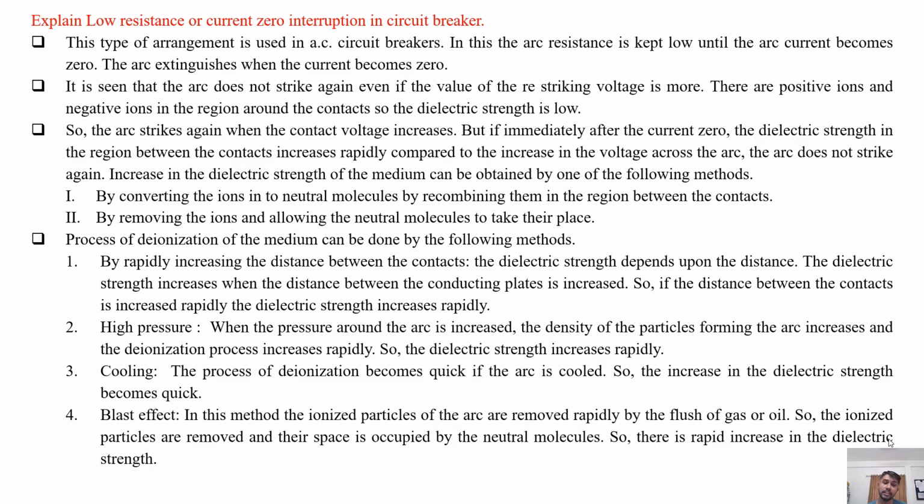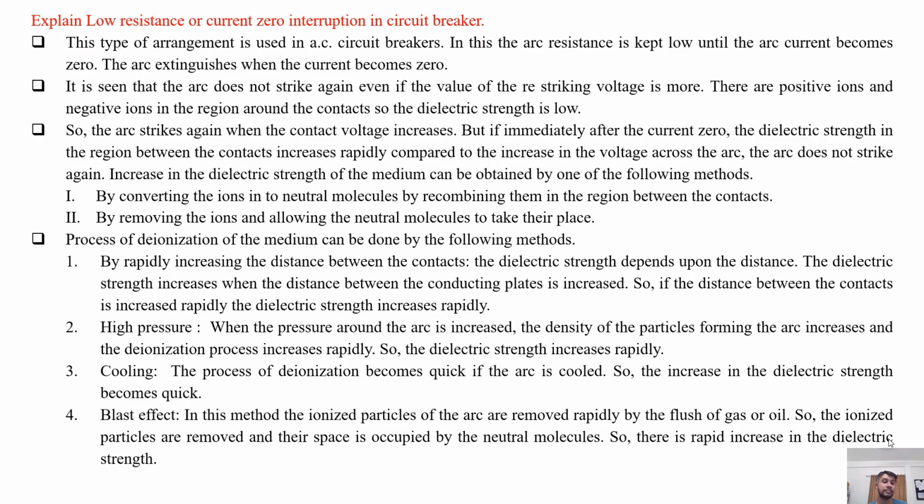High pressure. When the pressure around the arc is increased, the density of the particles forming the arc increases and the deionization process increases rapidly. So the dielectric strength increases quickly. Now cooling. The process of deionization becomes quick if the arc is cooled. So the increase in the dielectric strength becomes faster, and cooling of the arc allows the dielectric strength to build up rapidly.